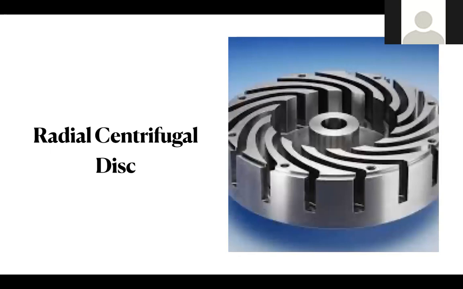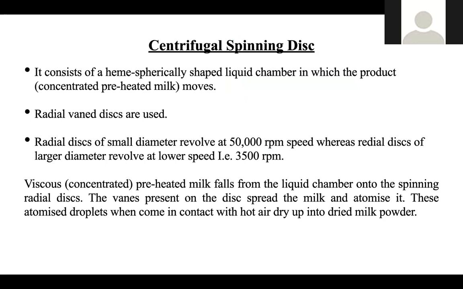From this inner outlet, the milk moves towards these radial veins. And this disc moves at a speed of 3500 RPM to 50,000 RPM, depending upon the diameter of the disc, okay? Smaller the diameter, higher is the speed or revolutions per minute, okay? So what happens is that this disc moves, milk comes inside, and since it is moving, milk in the form of thin streams scatters and spills outside in the form of small droplets. Is this clear? Yes, ma'am.